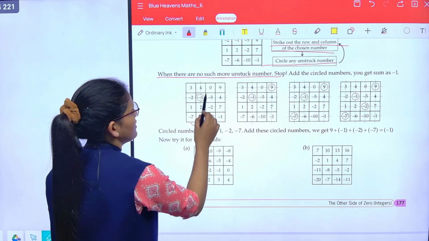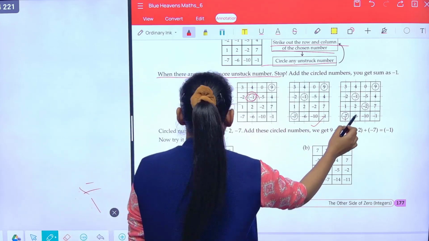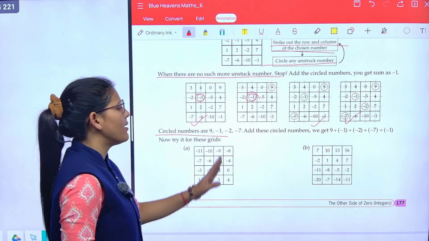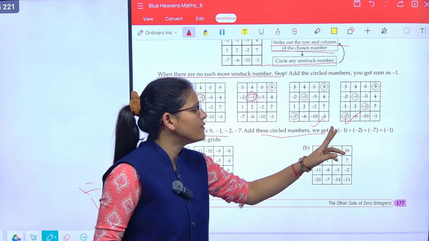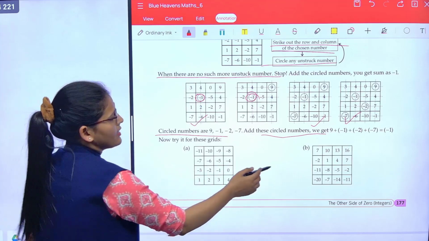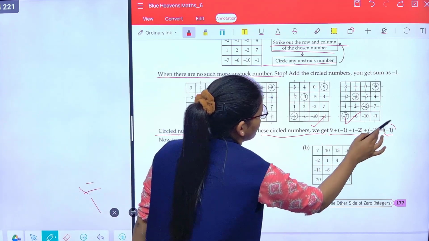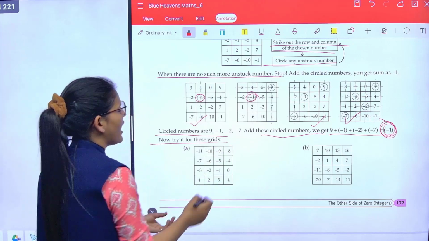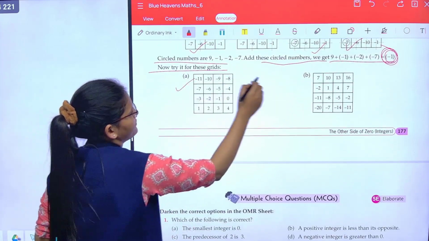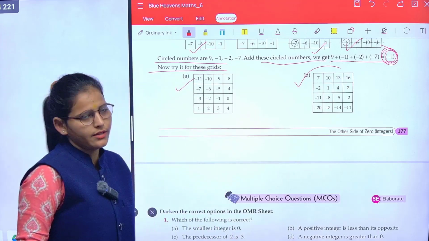You can see, class. Circle numbers 9, minus 1, minus 2, 7. Add these circled numbers, and we get minus 1. What will we get, class? Minus 3. Now we write this for these grids. Try on these grids. Okay class.